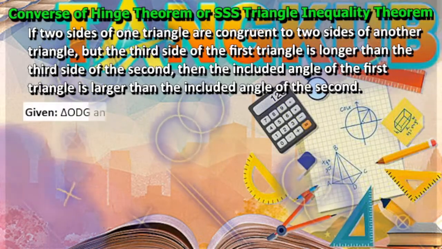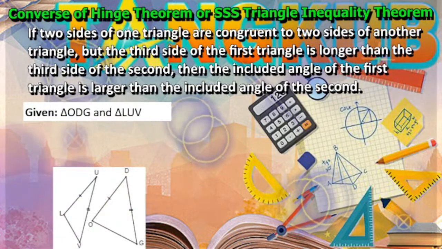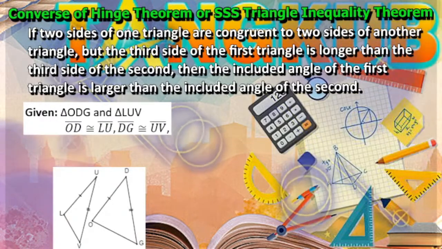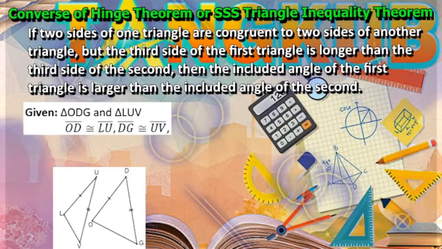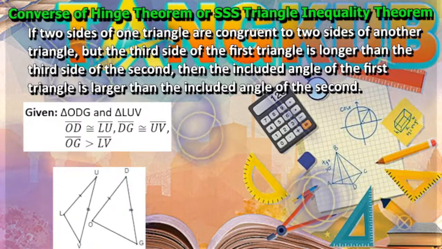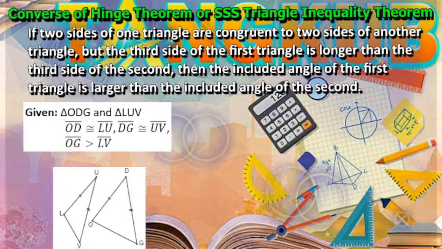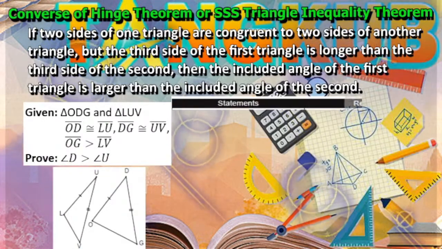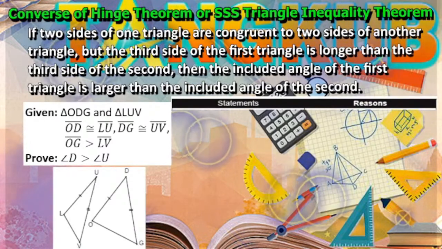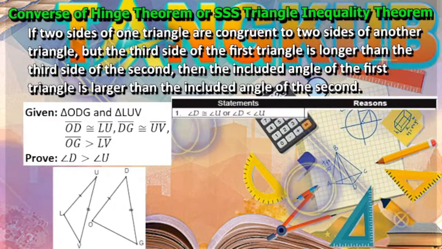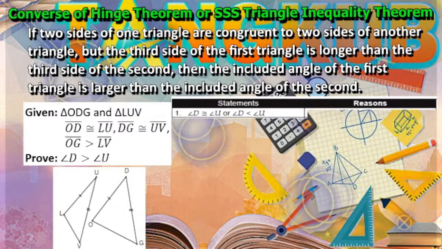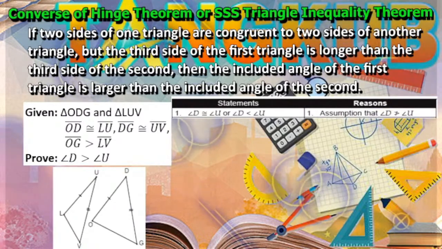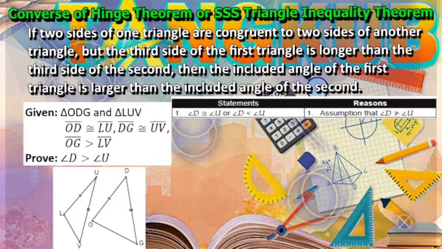To prove, given triangle ODG and triangle LUV, with side OD congruent to side LU, side DG congruent to side UV, and side OG greater than side LV. Prove that angle D is greater than angle U. Now here is the proof with statements and corresponding reasons. Angle D is congruent to angle U or angle D is less than angle U. Reason, assumption that angle D is not greater than angle U.